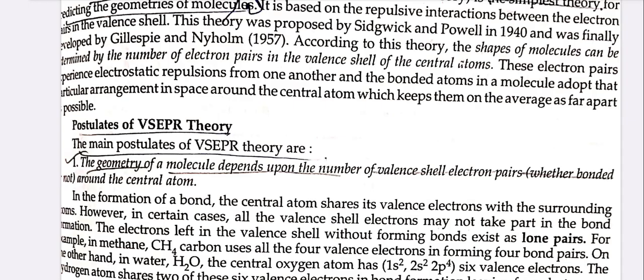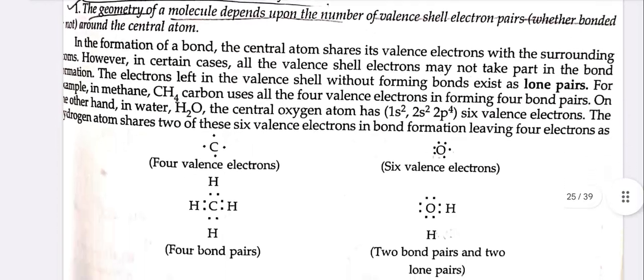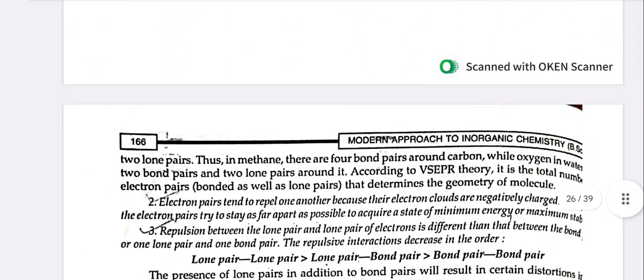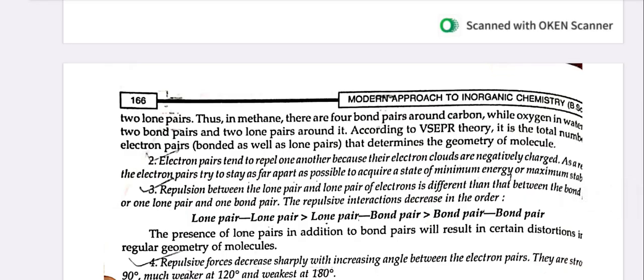For example, in methane, CH4, carbon uses all the 4 valence electrons in forming 4 bond pairs. On the other hand, in water, the central oxygen atom has 6 valence electrons. The hydrogen atoms share 2 of these 6 valence electrons in bond formation, leaving 4 electrons, 2 lone pairs. Thus, in methane, there are 4 bond pairs around carbon, while oxygen in water has 2 bond pairs and 2 lone pairs around it. According to VSEPR theory, it is the total number of electron pairs that determines the geometry of the molecule.